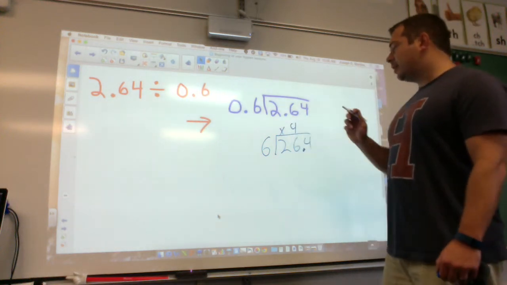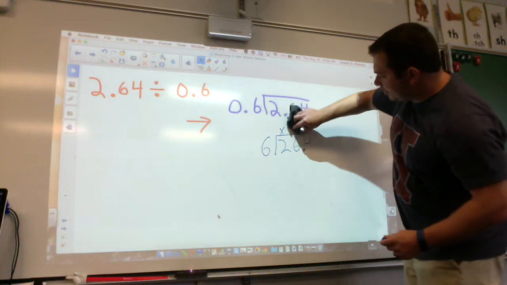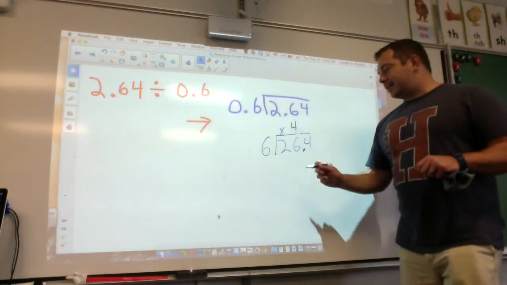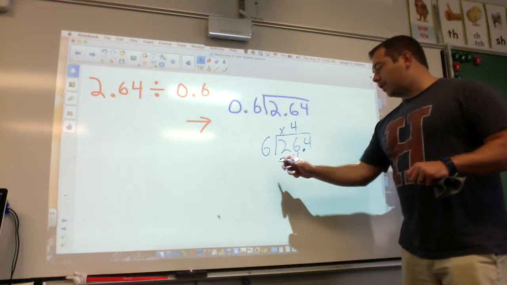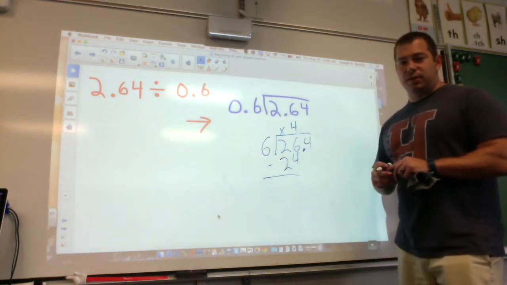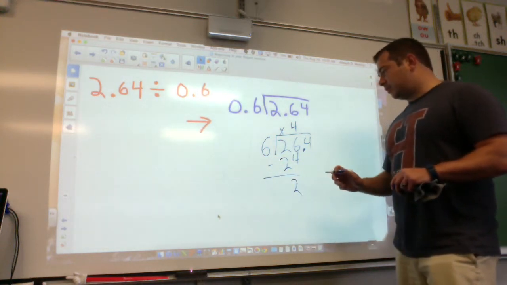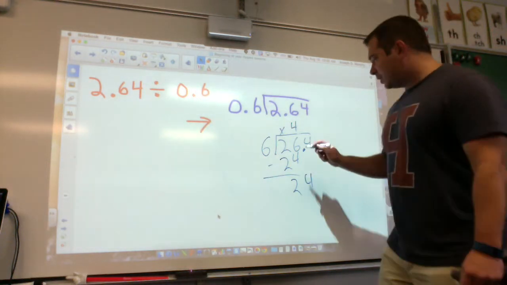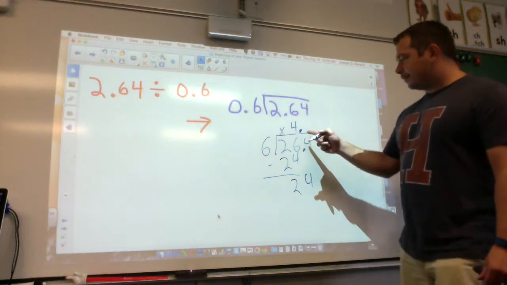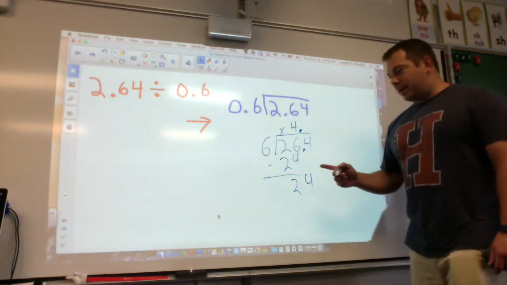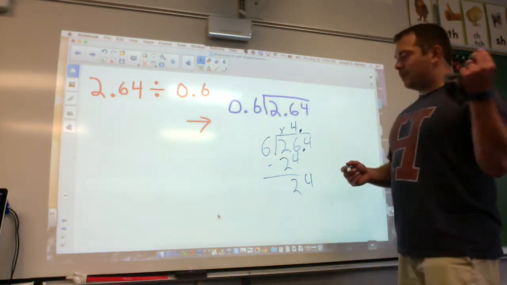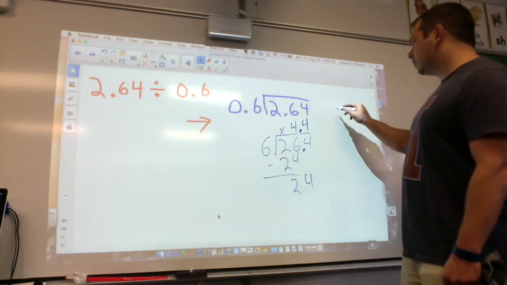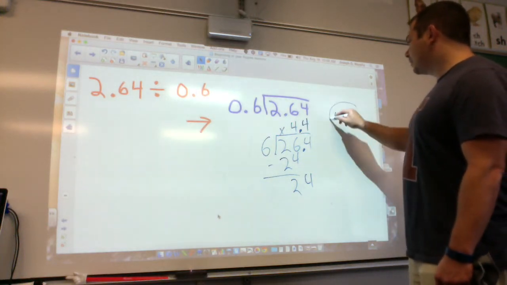4 times. And that 4 kind of looks like a 9, doesn't it? Let's make it a little bit neater, Mr. Murphy. 4 times 6 equals 24. 26 minus 24 equals 2. Bring down my 4. You know what I should have done earlier is bring my decimal up right away. There it is. Now, how many times could 6 go into 24? We just did that problem, 4 times. So my answer is 4 and 4/10.